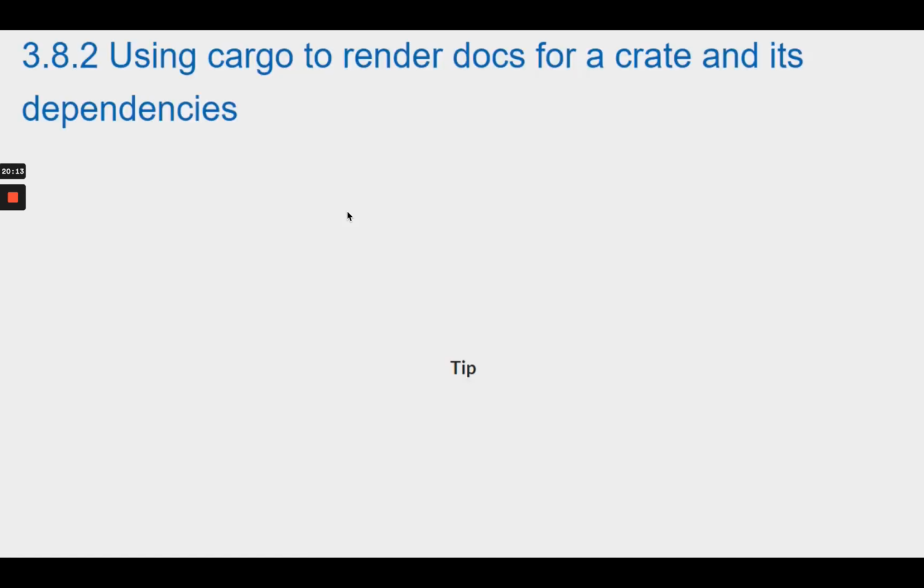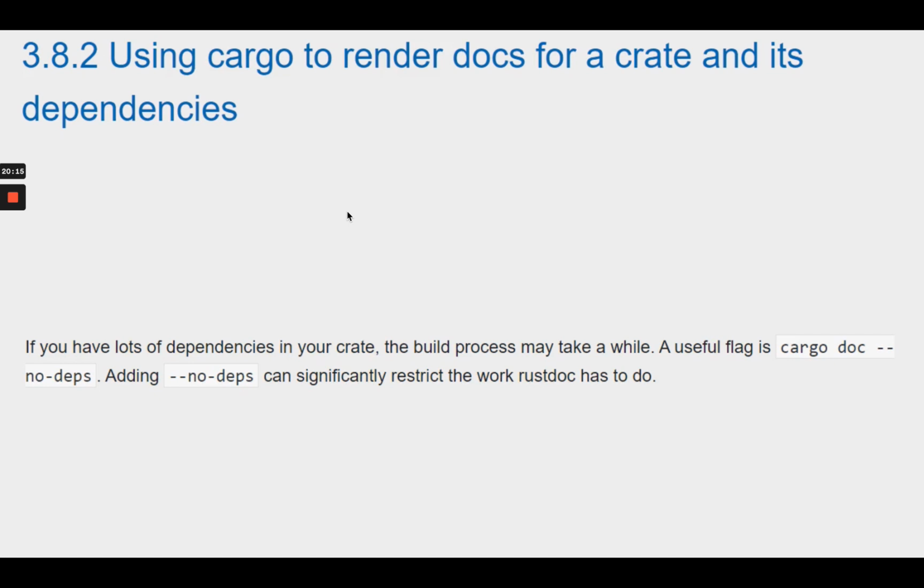Tip: if you have lots of dependencies in your crate, the build process may take a while. A useful flag is cargo doc --no-deps. Adding --no-deps can significantly restrict the work RustDoc has to do.